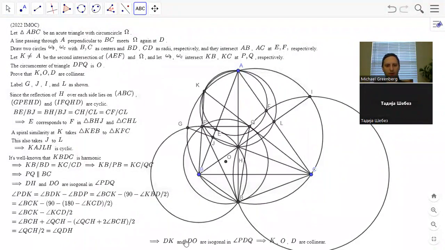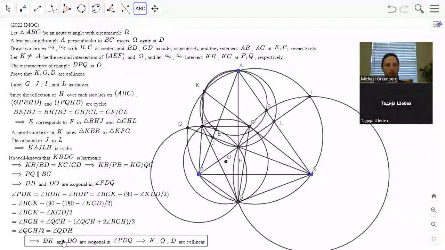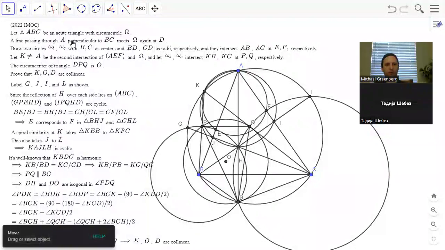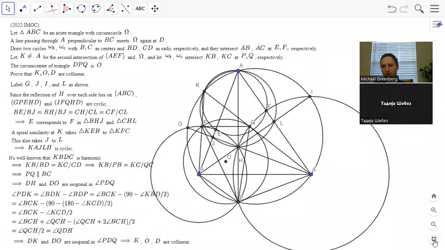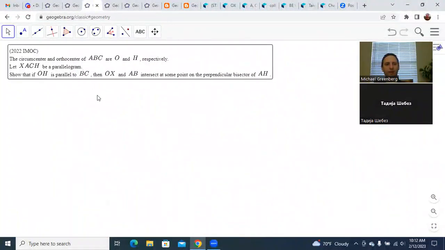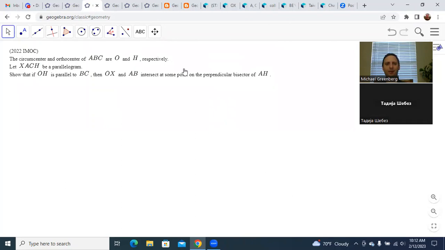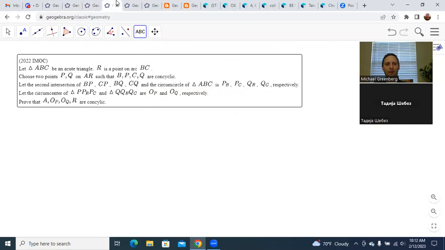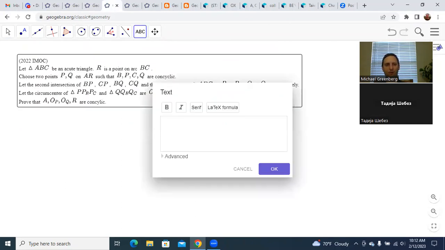So that was fun. Kind of a long angle chase, but we used a lot of interesting things. We used that harmonic quadrilateral. We used spiral similarities, and that mostly finished it off. All right, so let's check out the next problem. This one looks like it might be kind of easy. So let's see if this one looks a little harder. Let's check it out.